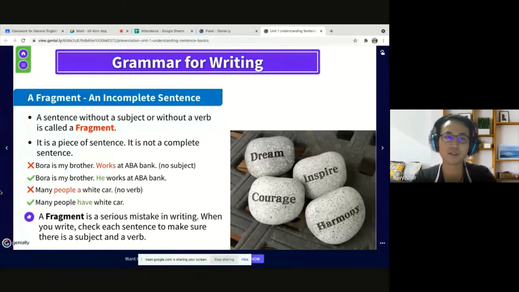A piece. So in sentence we call a piece of sentence. So when we say a piece of sentence, it can be something else.